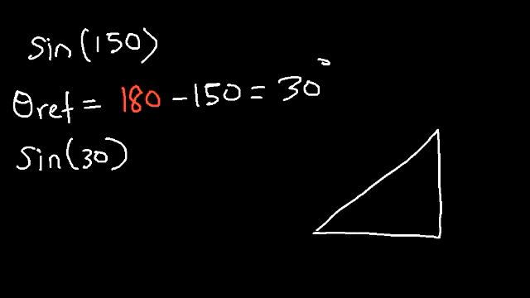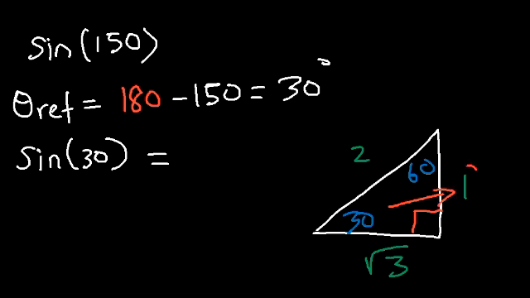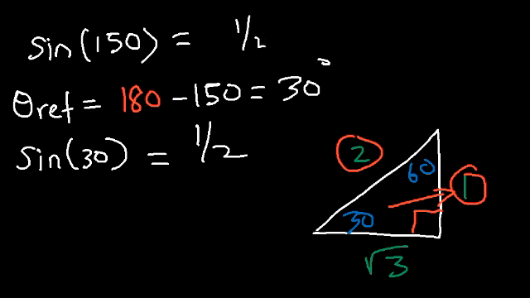Now this triangle I would commit to memory because it is very, very helpful. Across the 30 is 1, across the 60 is root 3, across the 90 is 2. I'm going to draw it many times throughout this video to help you commit that to memory. Sine, based on SOHCAHTOA, is opposite over hypotenuse. Relative to the 30-degree angle, opposite is 1, the hypotenuse is 2, so sine 30 is 1 over 2. Sine 150, therefore, is also 1 over 2.